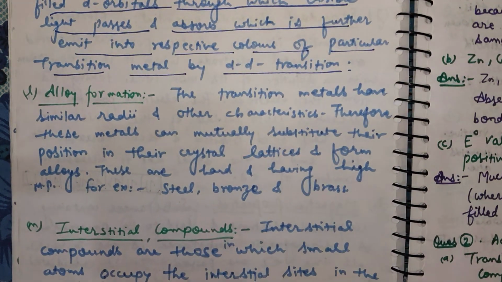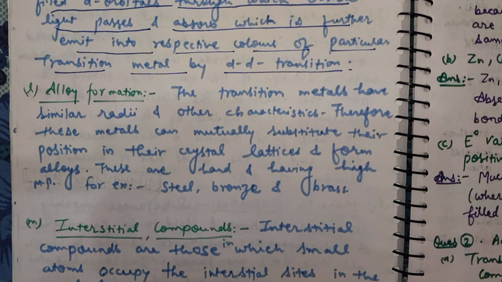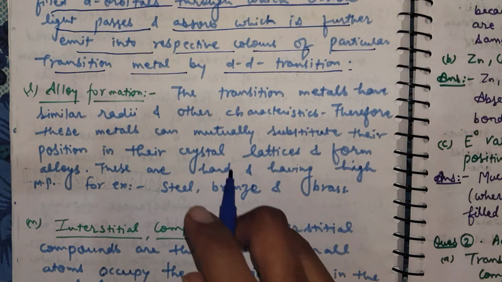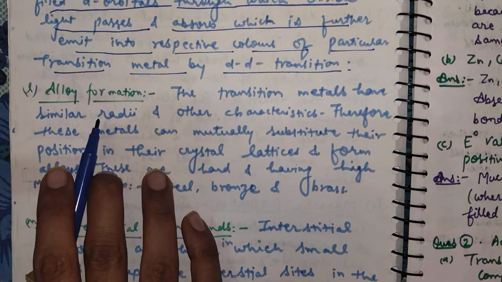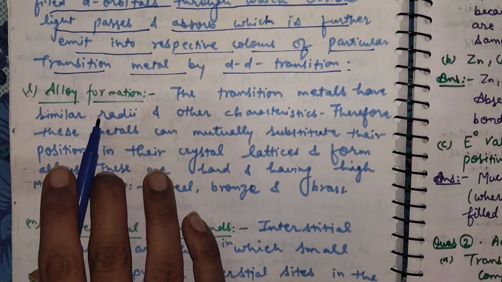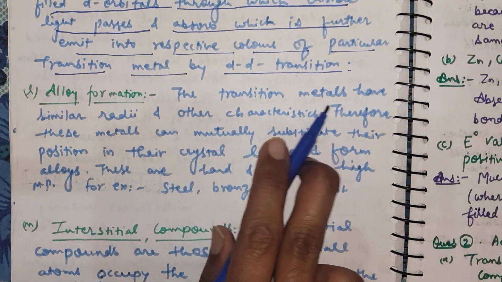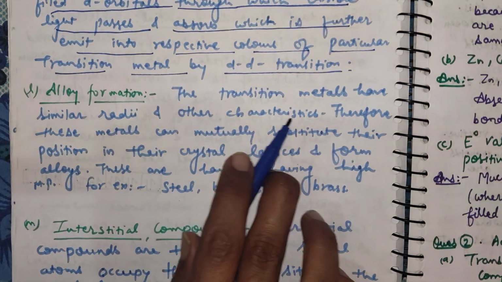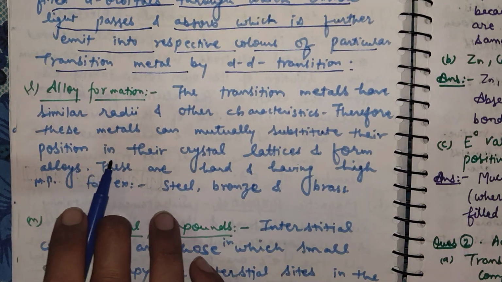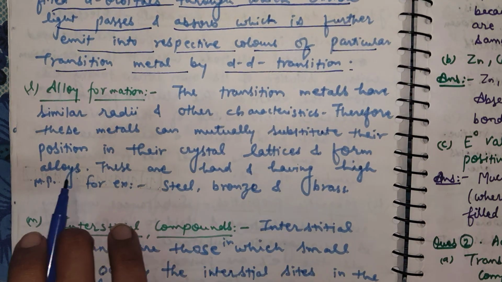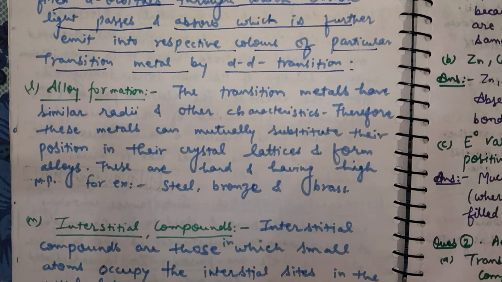Now the next point is alloy formation. Alloys are compounds we know very well, which are formed by a mixture of metal and non-metal. So why do transition elements actively form alloys? The reason is written here. The transition metals have similar radii and other characteristics. Therefore, these metals can mutually substitute their positions in the crystal lattice and form alloys. These are hard and have high melting and boiling points.